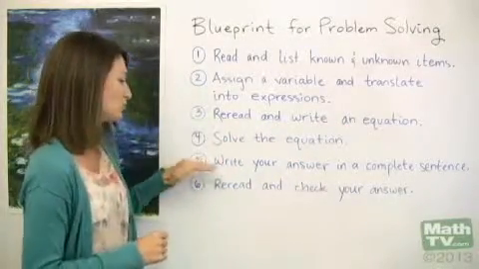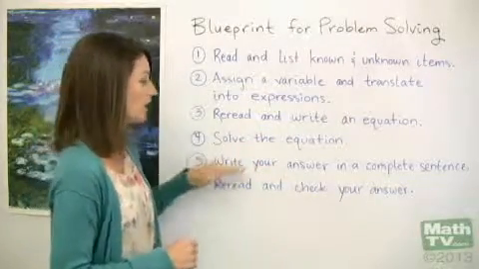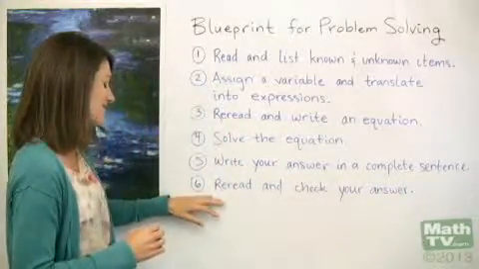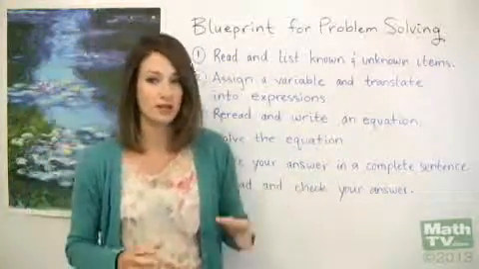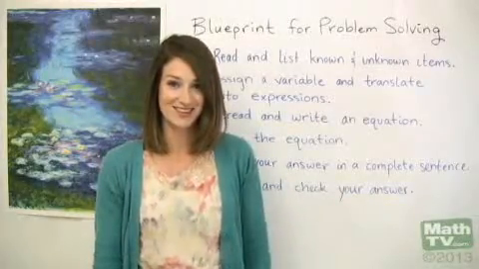Step 5 has you writing your answer, what you found from the equation in step 4. You write that answer out in a complete sentence. And then the last step, step 6, has you rereading your problem and then checking your answer. So let's try an example.